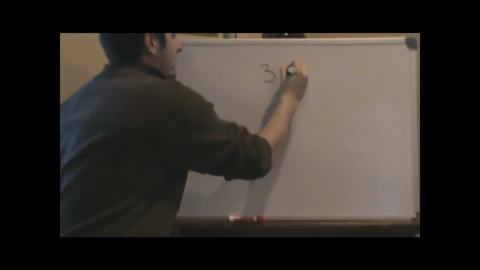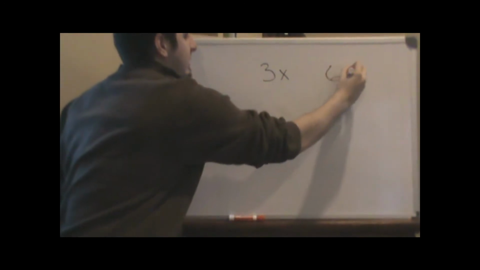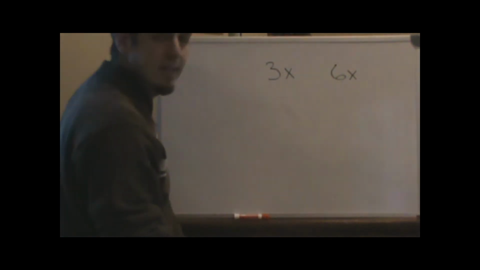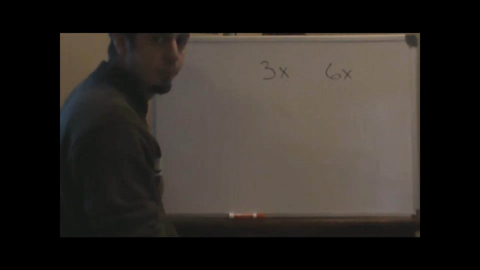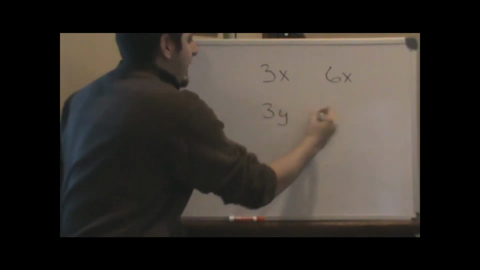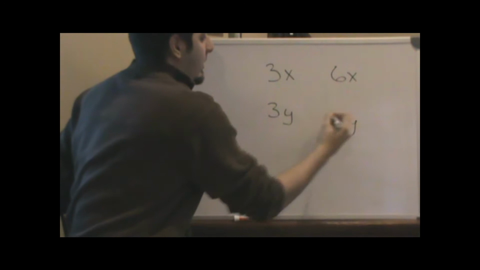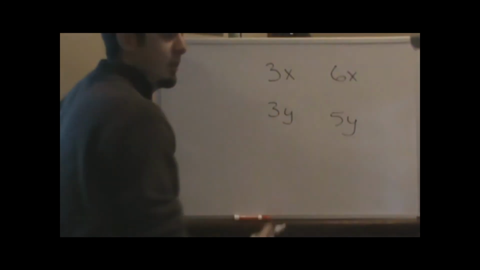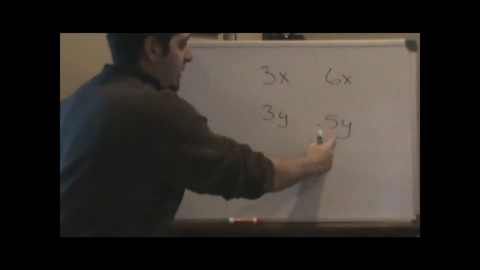Now, like terms are terms that end in the same variables. They have the same variables, not necessarily in the same order. So for example, 3x and 6x are like terms, so we can add them and get 9x for an answer. 3y and 5y are like terms. They both end in y, so they can be added for an answer of 8y.